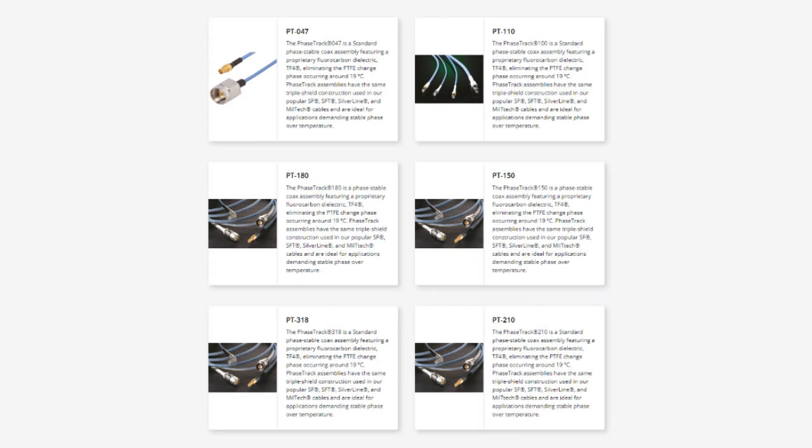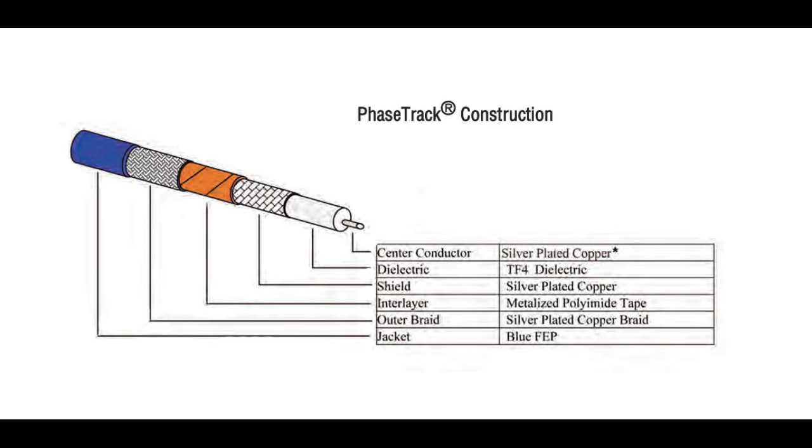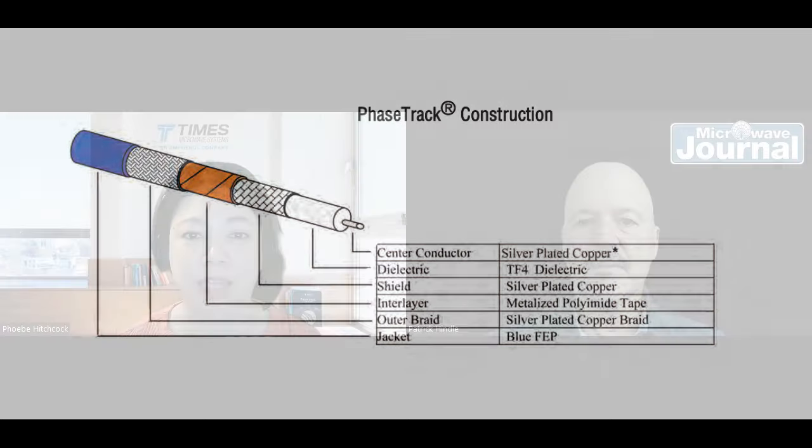However, Times Microwave Systems has developed the PhaseTrack line of phase stable low loss cable assemblies. These cables use a proprietary TF4 and TF5 dielectric, which are foam polyethylene blend dielectrics. Since they're not made of PTFE, they will not have the Teflon knee problem. And the phase change is very minimal, which provides a much better phase tracking performance. And these cables also have lower insertion loss than the commonly used solid PTFE dielectric cable.